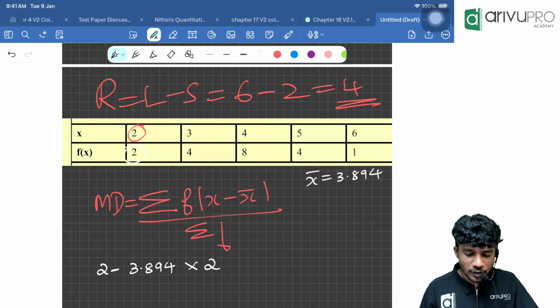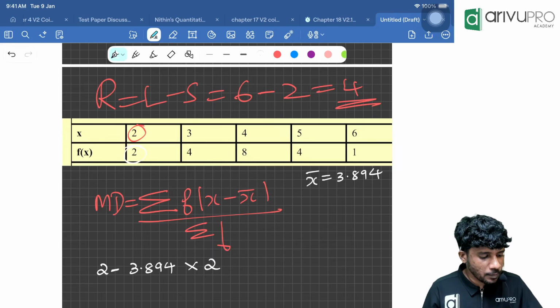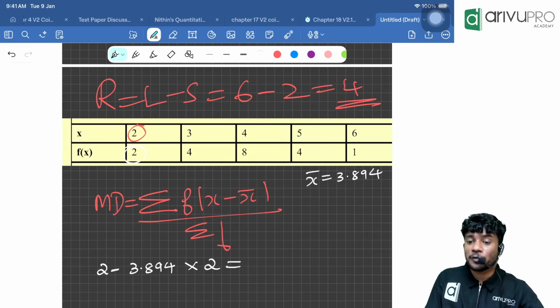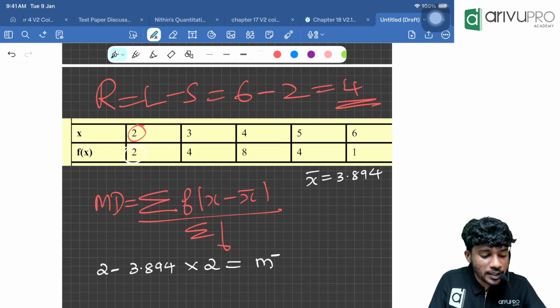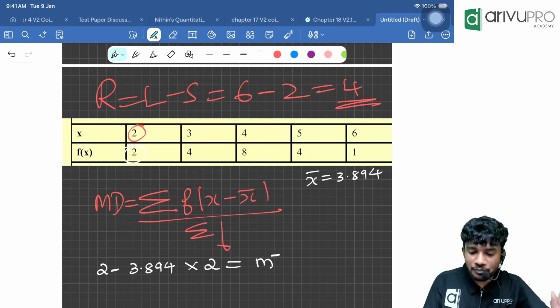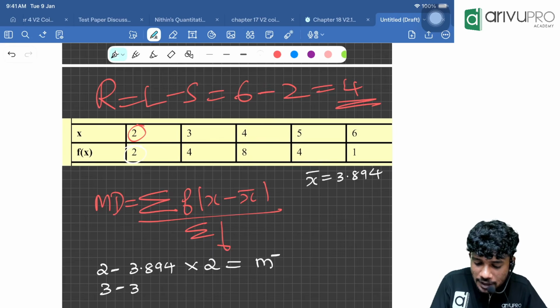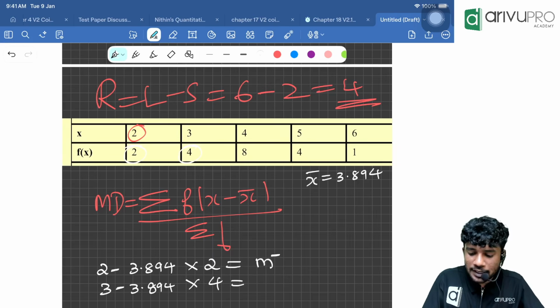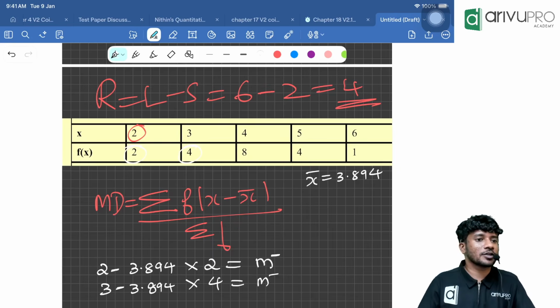Everyone do that. Clear the memory. Then start doing it. 2 minus 3.894 multiplied with 2, then click equal to. Is it a negative value or a positive value? Negative value. Once it is a negative value, you will click which button, people? M minus button. You are saving it as a positive value. Then next step, 3 minus 3.894, multiplied with what, people? 4. Click equal to. You are getting a negative value, right? Click M minus button because it is a negative value.